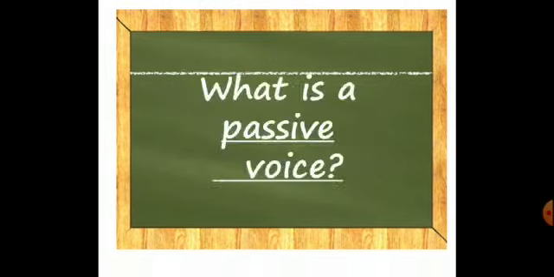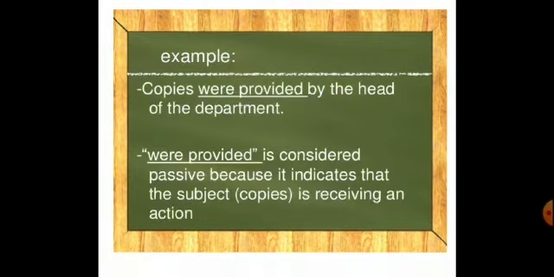Okay? So when I concentrate now on the new subject, which is copies, copies is plural. So I will put the verb to be in the plural form in the past tense, which is were. It will be were, and the past participle, the PP, which is the third form of the main verb, which is provided, stays as it is. So it will be copies were provided by the head of the department. Were provided here is considered passive because it indicates that the subject, copies, is receiving an action.